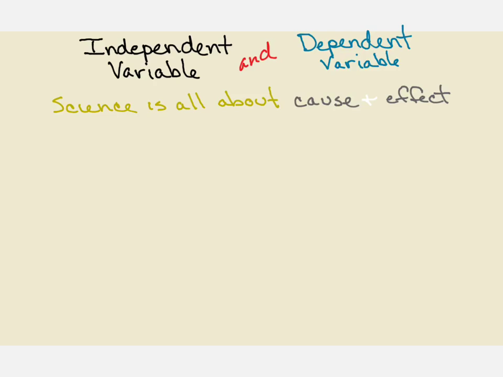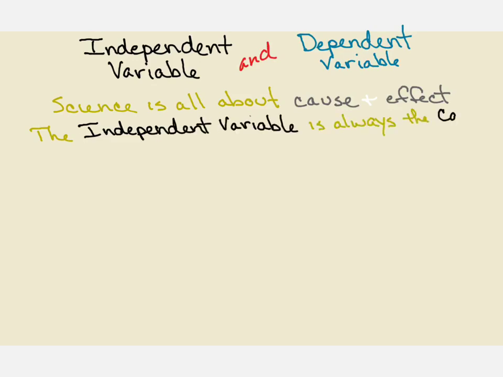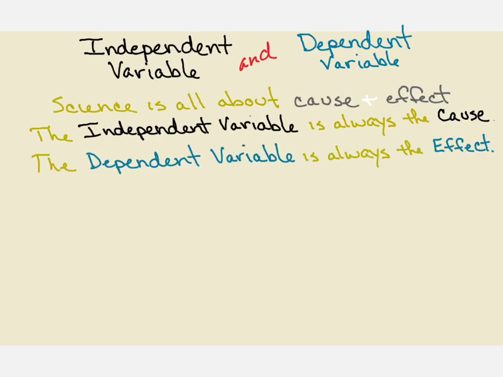And to do so, they go through the scientific method, right? And they plan this experiment. And this experiment is all about something causing an effect, or they think something is going to or should cause an effect. So, put very simply, the independent variable is always the cause, or the scientist thinks it's going to cause an effect of some sort. So that means the dependent variable is always the effect.